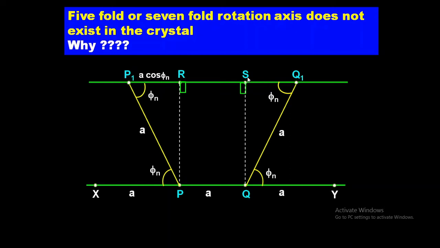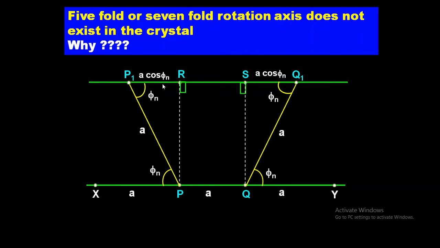Similarly, in this triangle SQ1Q, this is the angle phi n. If I want to find out Q1S, then I have to use geometry and trigonometry. I have to use the cosine of the angle, because in the cosine formula there should be the adjacent side. Cos phi n is adjacent side Q1S upon hypotenuse. Hypotenuse is A. So cos phi n is equal to Q1S divided by A. So Q1S is nothing but A cos phi n.